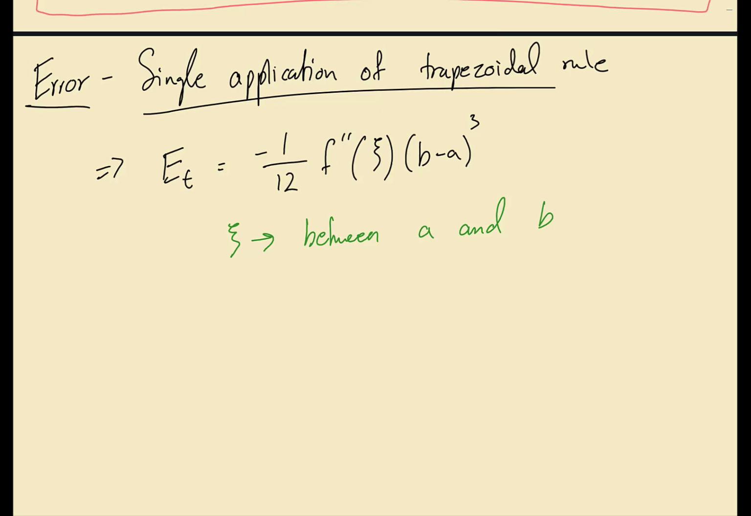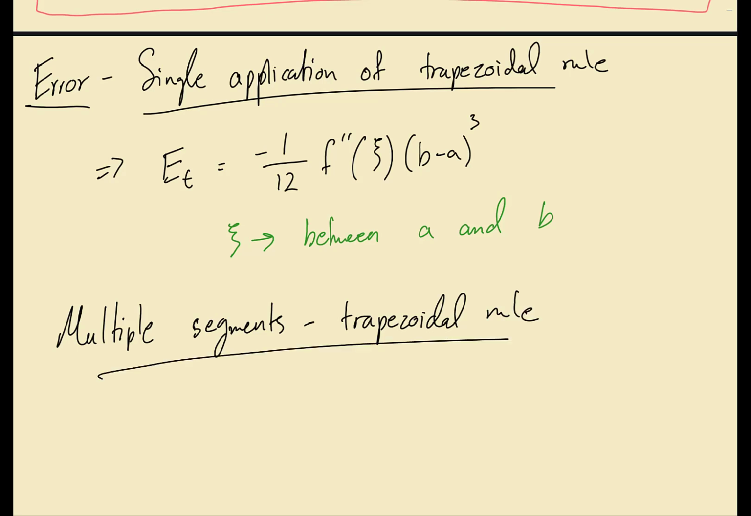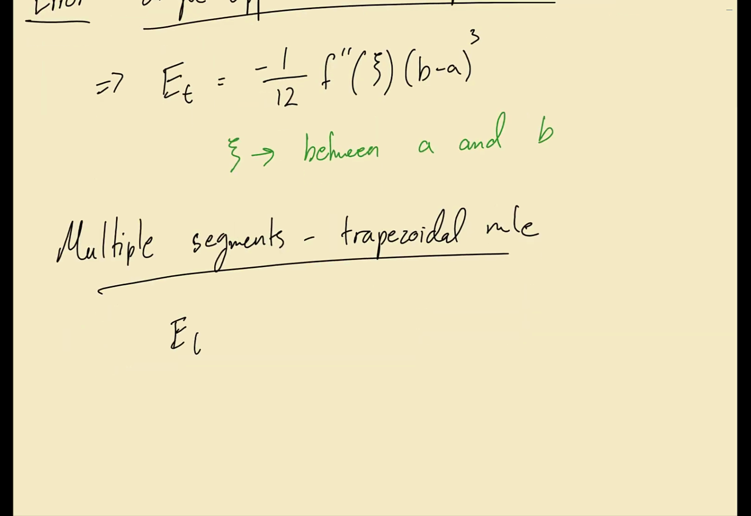For multiple segments, or multiple applications, which will be multiple segments essentially, trapezoidal rule, the equation will be ET equals (b minus a) cubed divided by 12 n cubed times the summation of the second derivative for every segment, i equals 1 to n, f''(ξi).